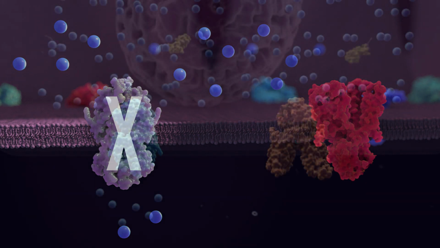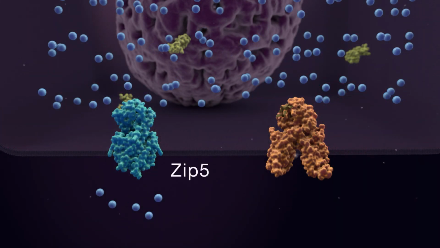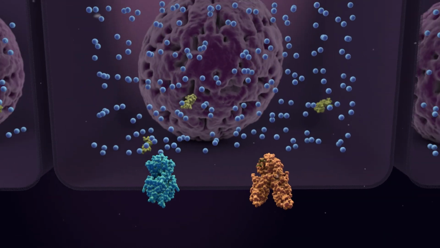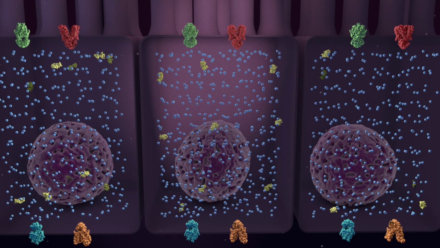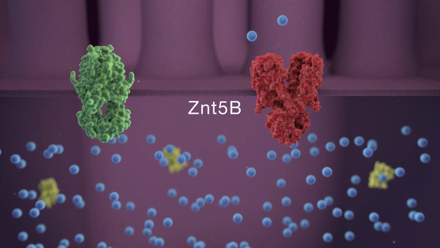Zinc is also transported from the body across the intestinal epithelium into the intestinal lumen. ZIP5 transports zinc across the basolateral membrane into the cell. This zinc enters the intracellular zinc pool or is transported out of the cell at the apical membrane by ZNT5B.